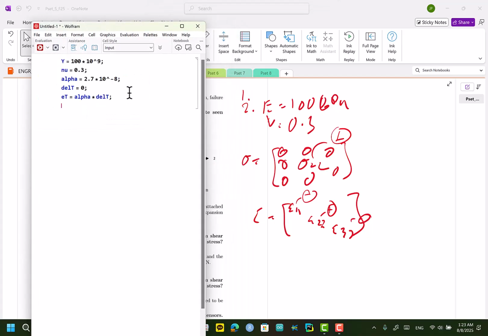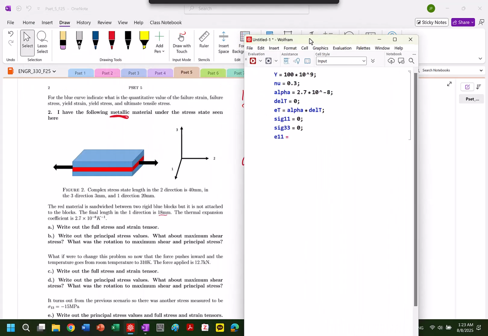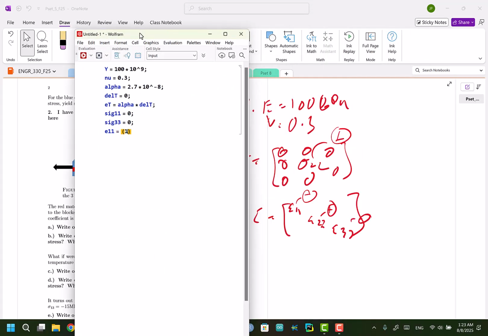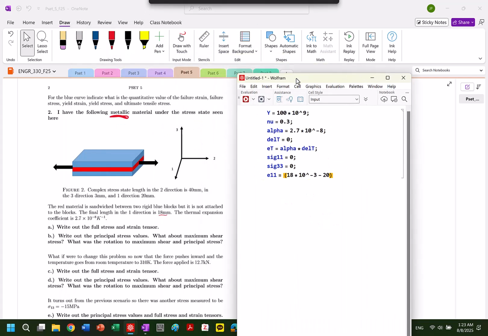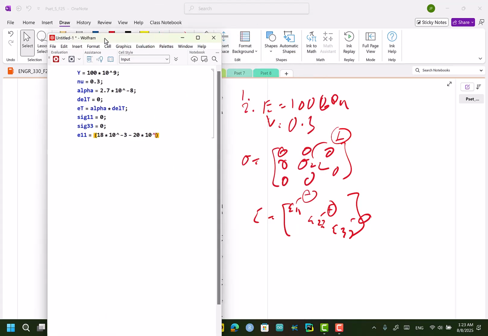Let's go ahead and set up. We know that sig 1-1 is equal to 0. We know that sig 3-3 is equal to 0. We know that E11, we're told the final length is 18 millimeters. So strain is final length, 18 times 10 to the minus 3, minus initial length, which I believe is 20, yep, 20 times 10 to the minus 3, and then divided by 20 times 10 to the minus 3. Final length minus initial length over initial length, that's going to be our strain.